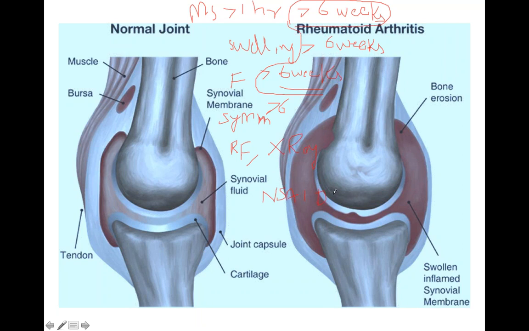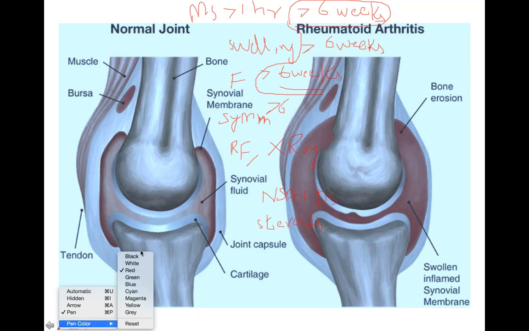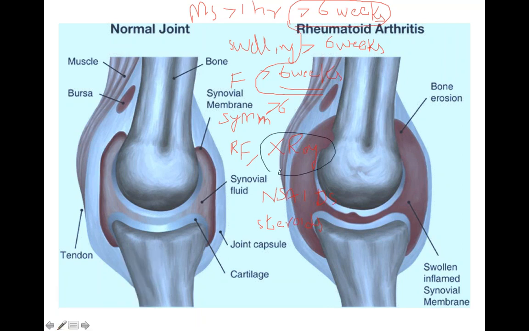So NSAIDs, because NSAIDs they are anti-inflammatory, okay. Plus you give the patient steroids. Okay, these are the things you will do. You check the rheumatoid factor and you check the X-ray. An X-ray will show periarticular osteopenia, and you give the patient NSAIDs, pain relief, and also you give the patient steroids. Okay, so the NSAIDs are given because they're anti-inflammatory, and steroids are also given because they reduce the inflammation. Okay, so these are the things which you have done. Okay, and you send the patient home.